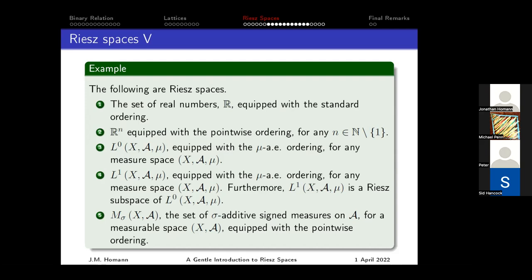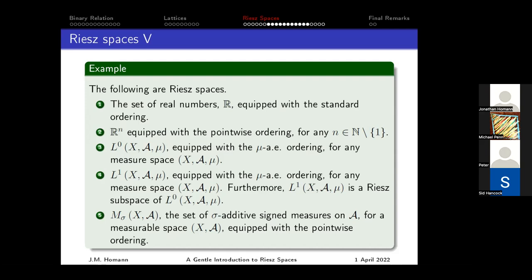Then we have addition defined almost everywhere, and scalar multiplication defined almost everywhere. And A measurable functions map from the set X to the real numbers. So we have that L0 is a real vector space. We have that the mu almost everywhere ordering is a partial ordering, so that L0 is a poset. And we also have that under this partial ordering, it satisfies the conditions to be a partially ordered vector space.